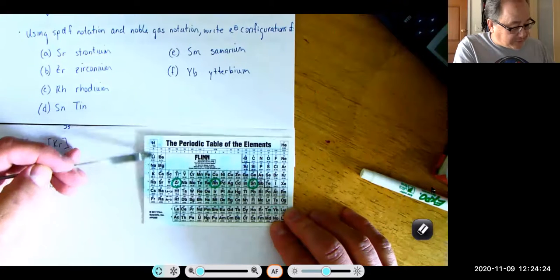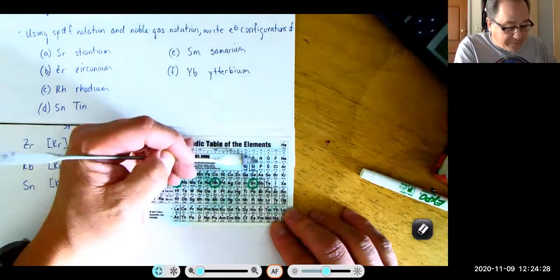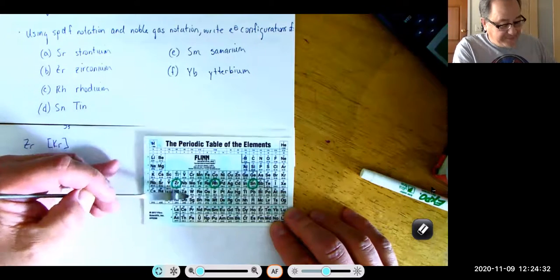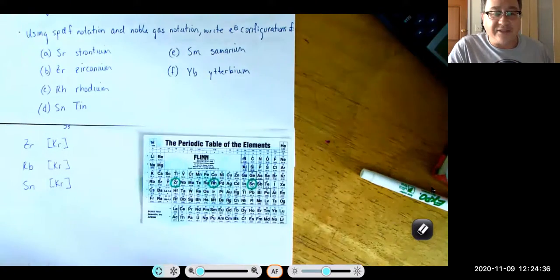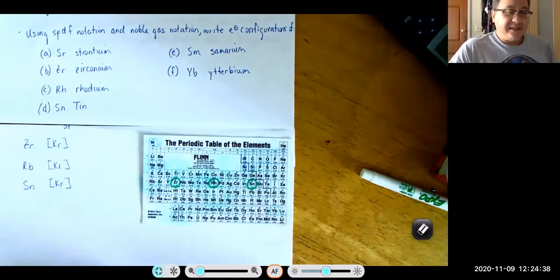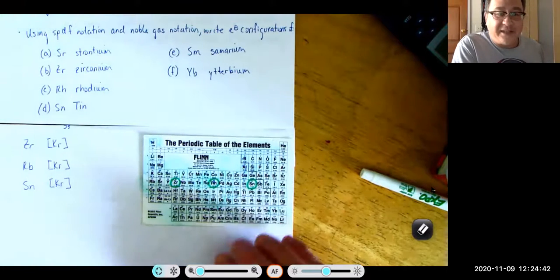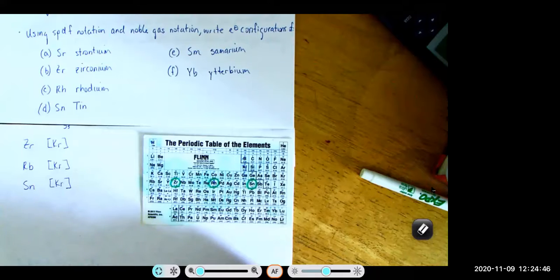So here's how you count them. 1s, 2s, 3s, 4s, 5s, 6s, 7s. 2p, 3p, 4p, 5p, 6p, 7p. 3d, 4d, 5d, 6d. 4f, 5f. You should be able to do that just like I did in 1 minute. So I'm going to give you 1 minute to practice and then we're going to do it. Is that clear? Okay. So you can turn your mics off when you're practicing.